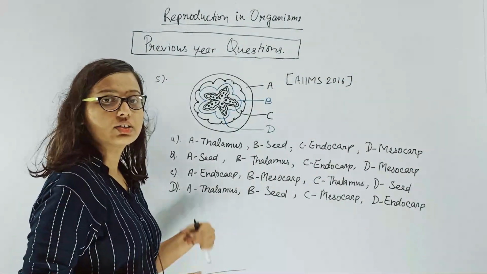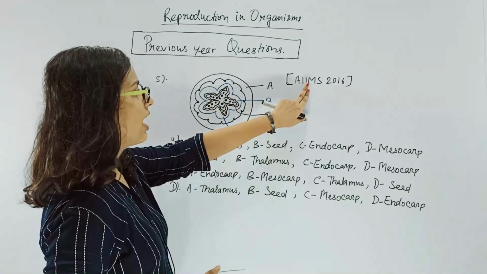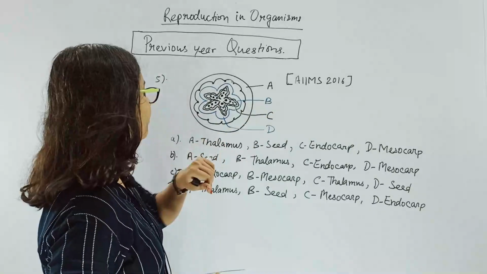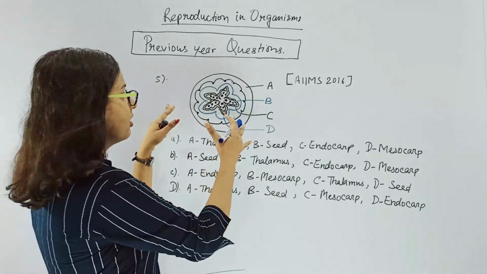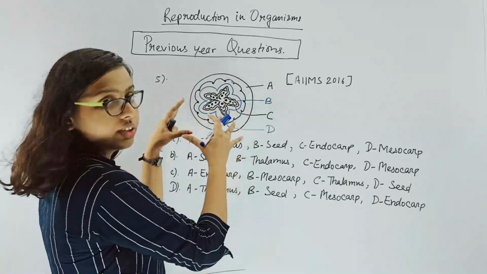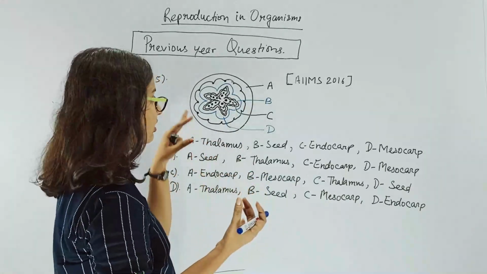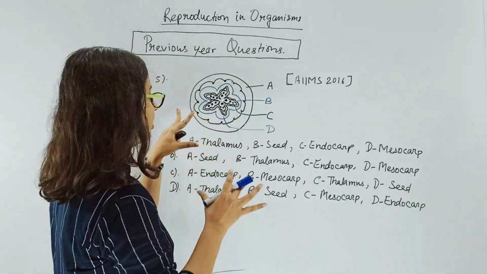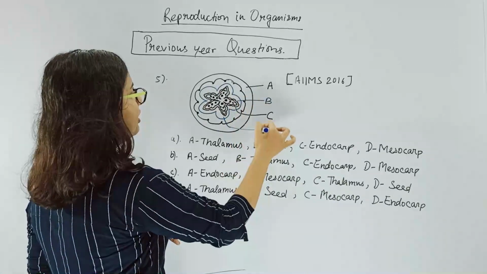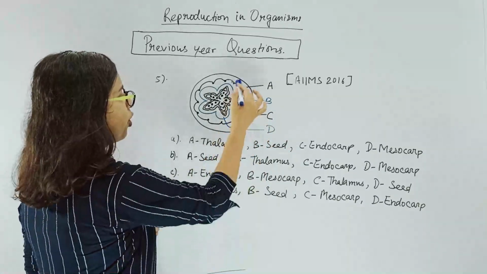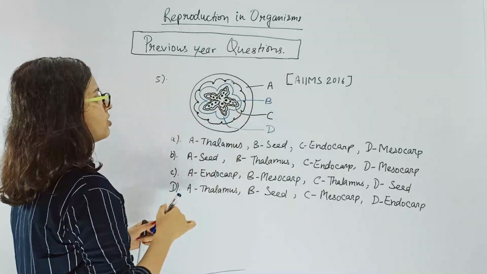Okay, so we are going to solve the fifth question from the competitive exams. This question was asked in AIIMS 2016. This is basically a fruit. From my experience I can tell you that although it won't be written in your question paper, this figure is also there in the NCERT, so you can guess that this is an apple fruit. There are four labelings, A, B, C, D, four parts of the fruit discussed in the options. You have to find the correct option.